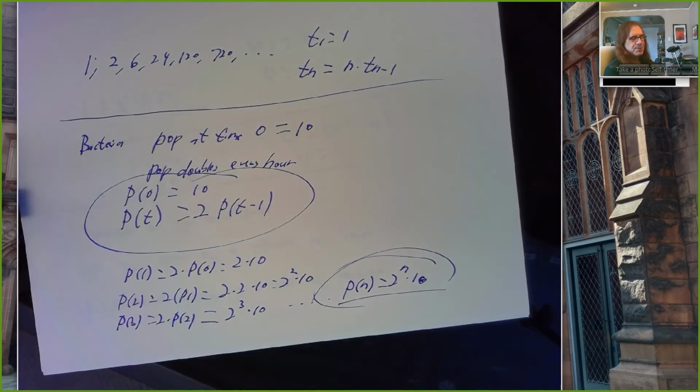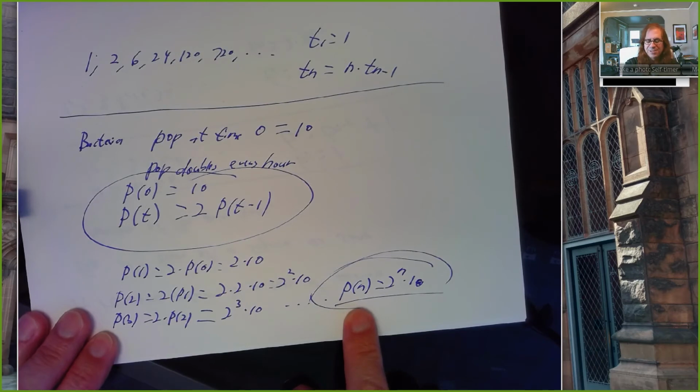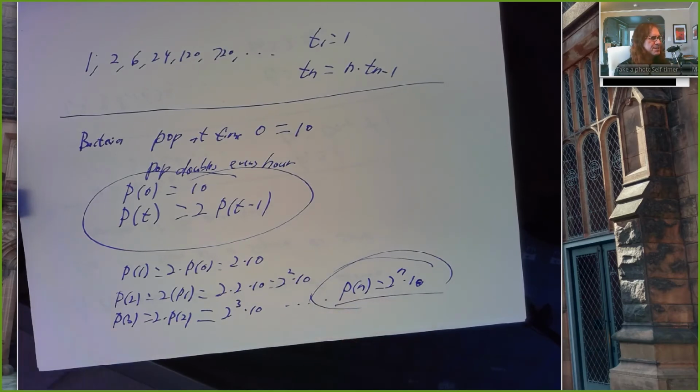And this would be called a solution for that recurrence relation. It's a formula that we can plug in n and get our population out, or get the nth term of the sequence. And we can hypothesize this from looking at the pattern, but how would we prove that this is actually a formula for Pn, that it's actually equal to 2 to the nth times 10? What kind of proof would we use?